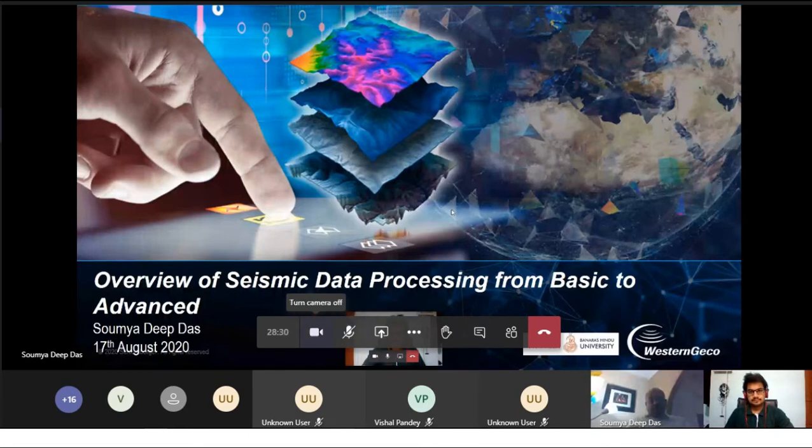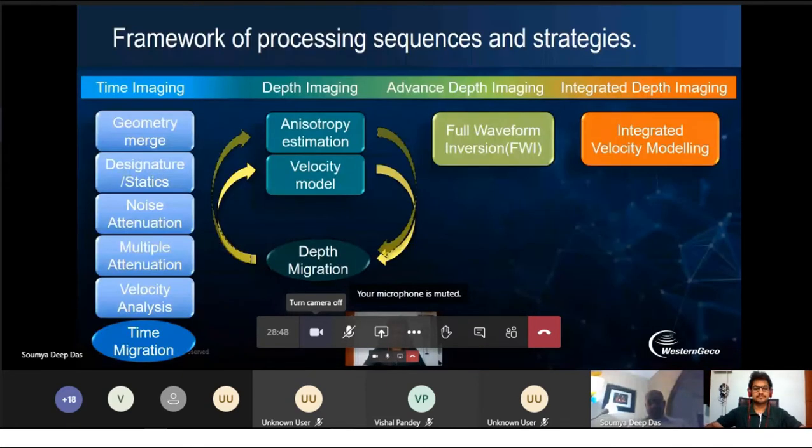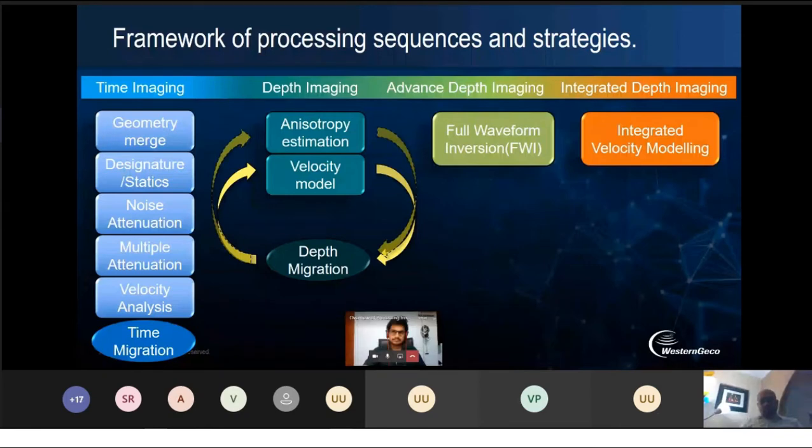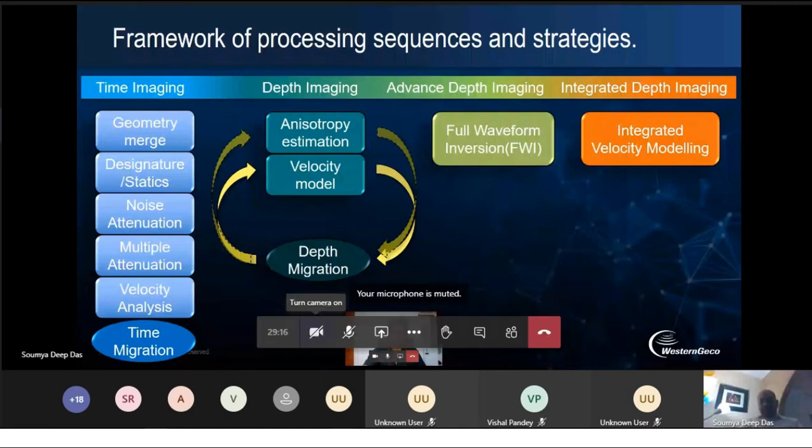So, first of all, this is the framework of processing sequence and strategies. So why do I have sequences and strategies in this particular slide? Because the processing sequence is designed to address certain criteria. For example, a particular geologic challenge, a particular exploration objective, is it in the development phase, is it in the exploration phase, and all that kind of jazz. So, the basic is time processing, where you will be mostly dealing with taking the data set that you acquire and conditioning it to be ready for further and immediate processing and imaging. So, that's the reason I said processing sequences and strategies.